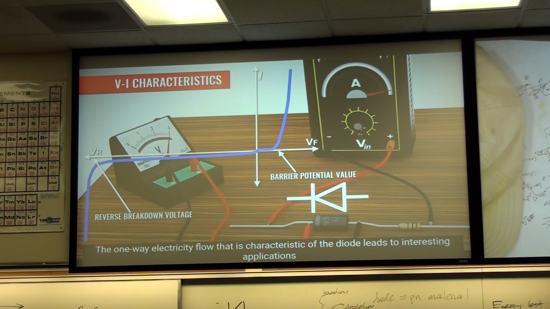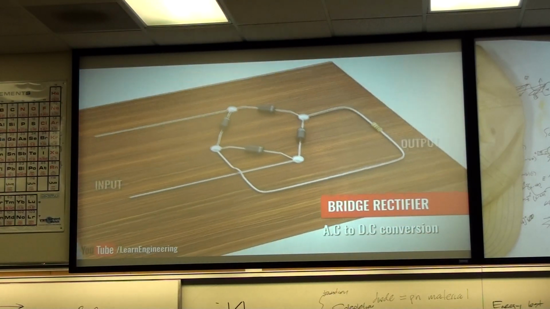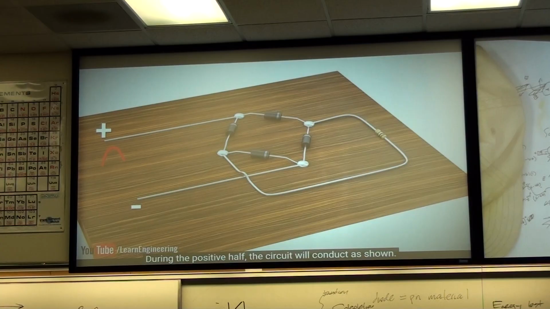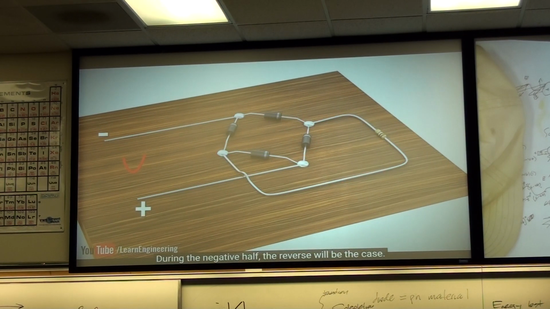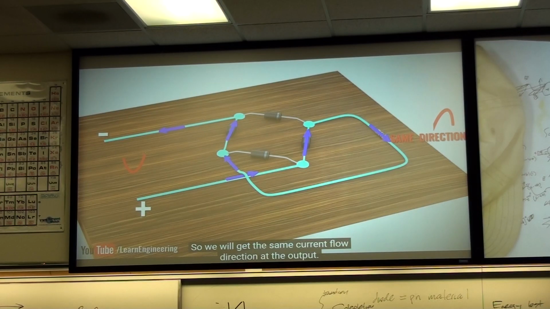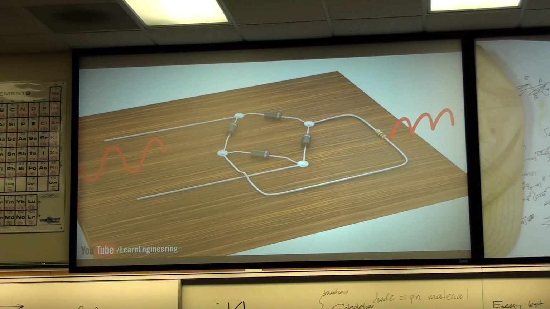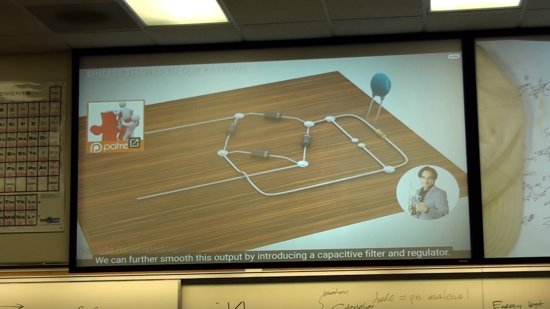The one-way electricity flow that is characteristic of the diode leads to interesting applications like a bridge rectifier. During the positive half, the circuit will conduct as shown. The other two diodes will be in a reversed biased state. During the negative half, the reverse will be the case. So we will get the same current flow direction at the output. We can further smooth this output by introducing a capacitive filter and regulator.